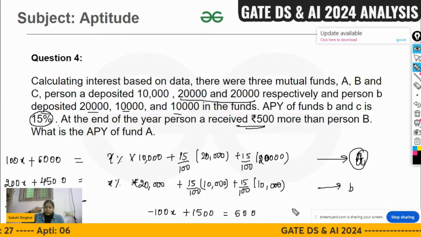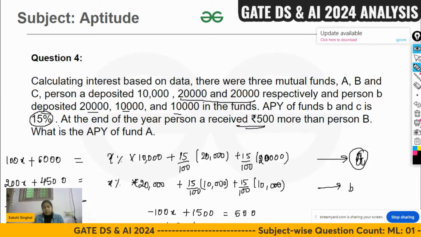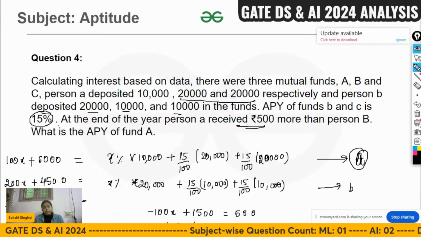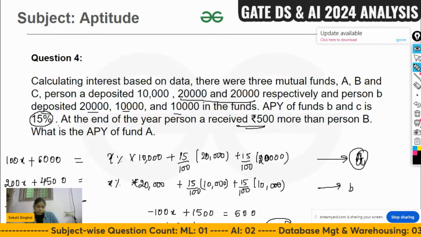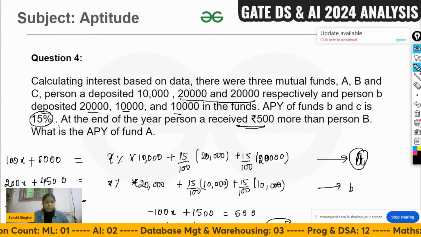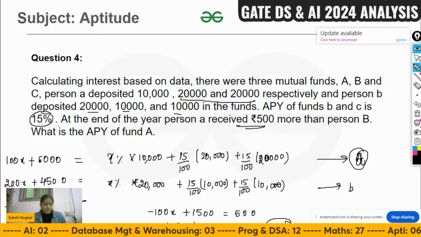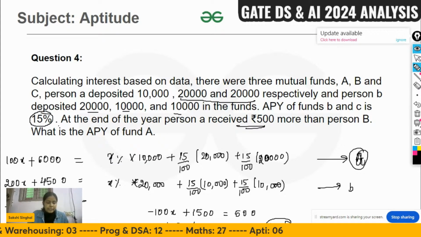Person A gets 500 more than person B, right? So if I solve this, I'll get 100x is equal to 1000. So that would give me x is equal to 10. That means I'll get 10%. Right? So 10%, right, Jignesh and Anupam, 10% is the right answer here. Yeah, 10% is the answer, guys.